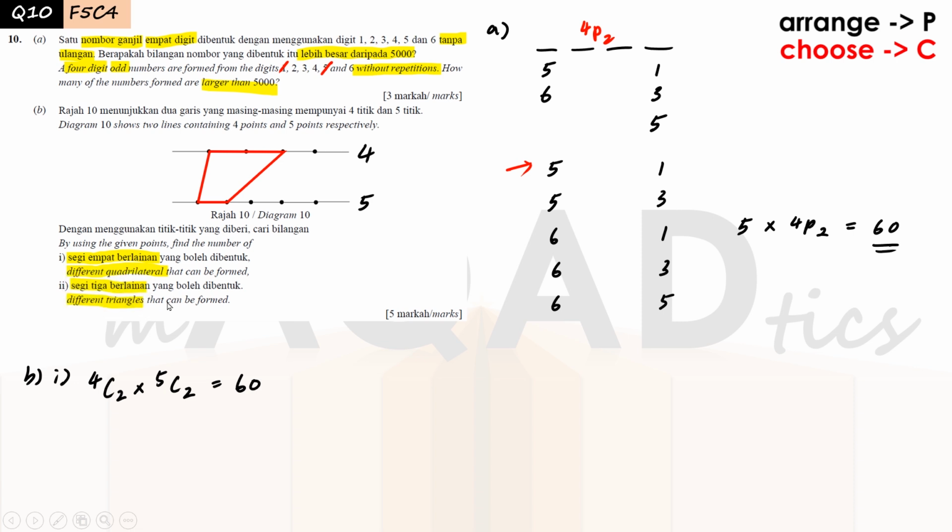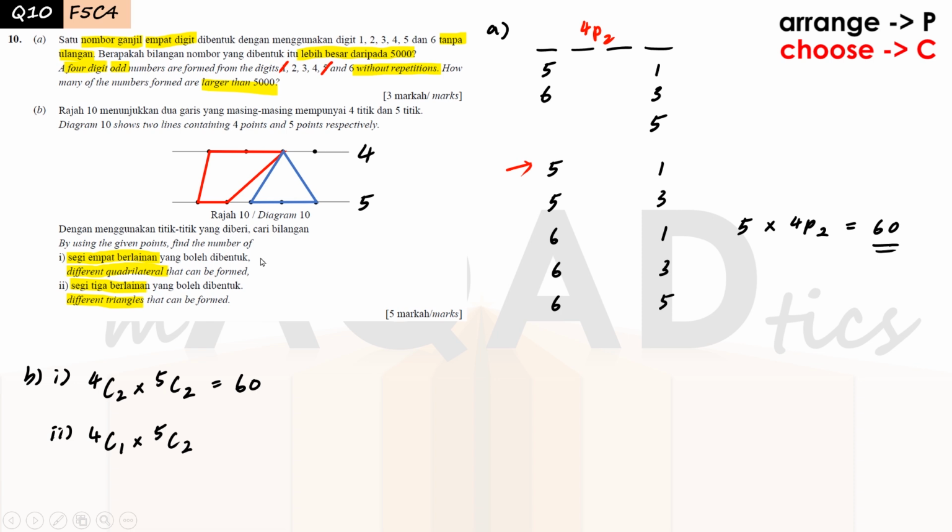So triangles, we have 2 cases. Okay, the first case is we choose 1 point from the first line and 2 points from the second line. Right, so to use the combination method, it would be 4C1, from 4 points choose 1, and from the second line would be 5 points choose 2, so it's 5C2. Okay, so this would be the first case.